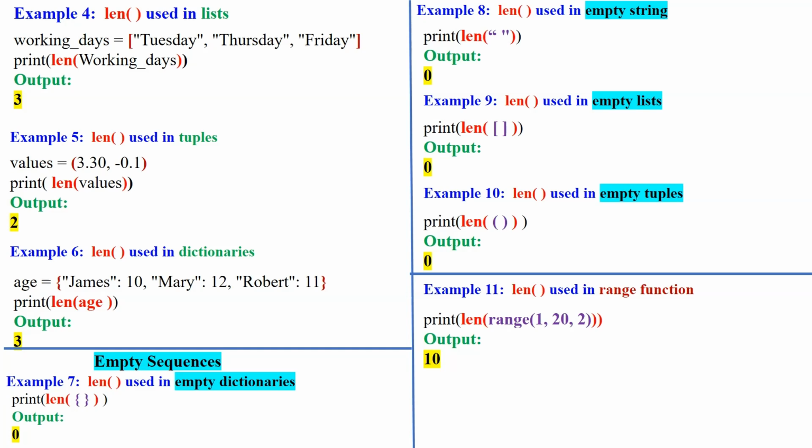The function len always returns an integer as it's counting the number of items in the object that you pass to it. The function returns 0 if the argument is an empty sequence. Let's see some examples. In examples 7, 8, 9 and 10, you can find the length of an empty dictionary, empty string, an empty list, and an empty tuple. The function returns 0 in each case. In example 11, this range of numbers includes the integers from 1 to 19 with increments of 2. The length of a range object can be determined from the start, stop, and step values.